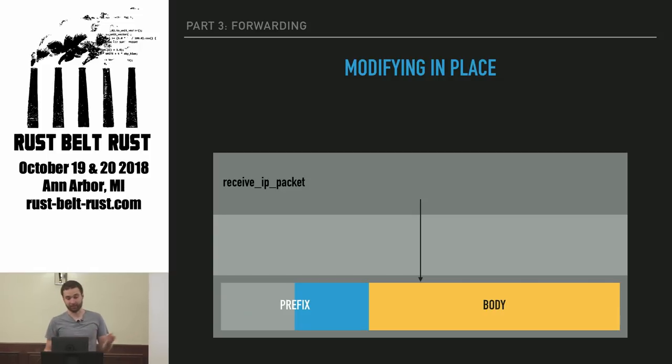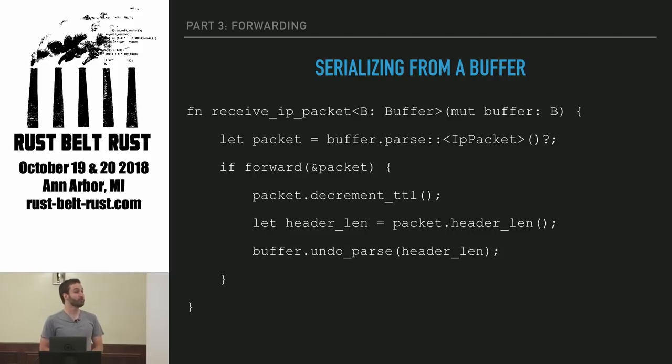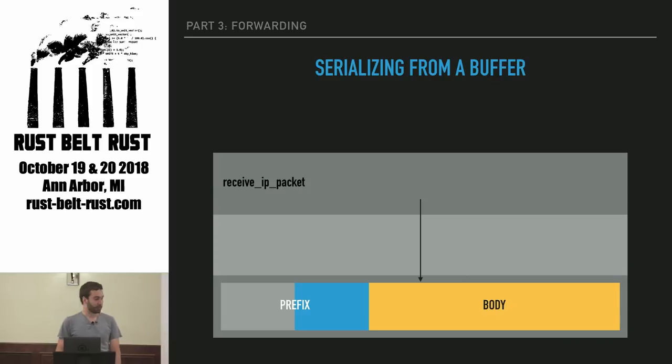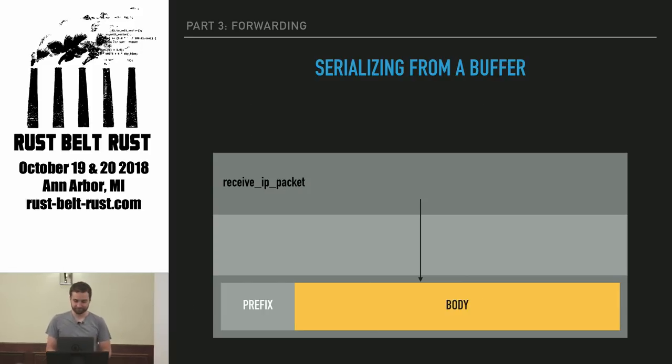So there's this cute little hack that we do. It's very straightforward. It's called undo parse. We say, how many header bytes did you just parse? Oops, please undo it. And so we do. It just takes the pointer and goes, oh, you just parsed 20 bytes? Okay, oops, bump it 20 bytes. So we go from that to that. And now we have an IP packet that we can forward.